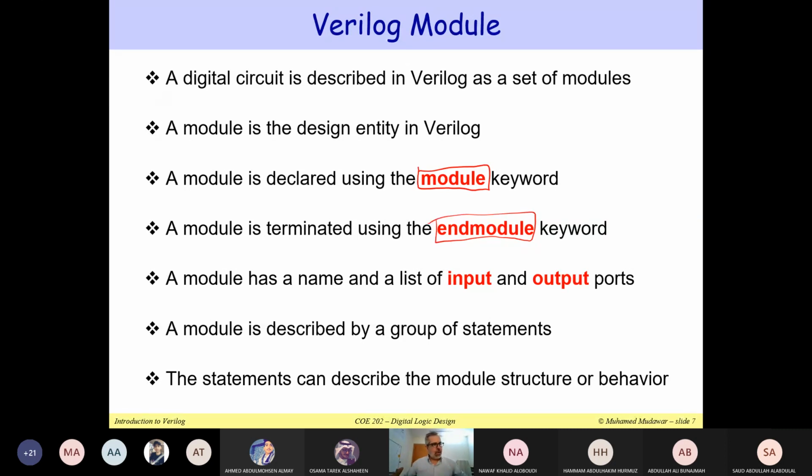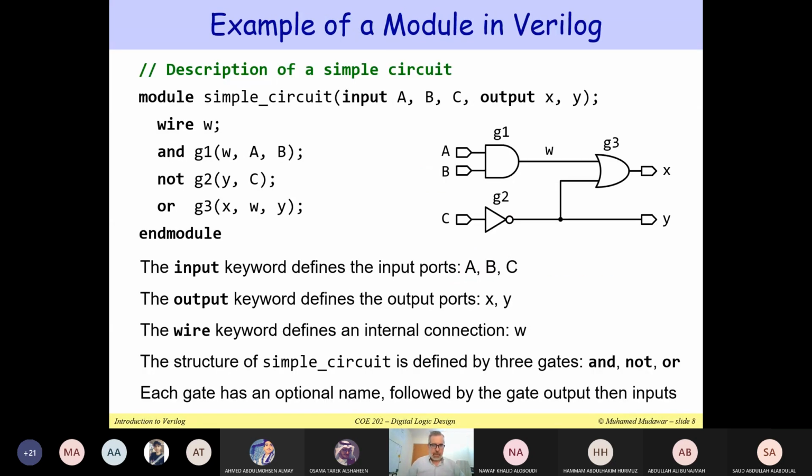You can have a list of inputs and outputs. So you can actually list them. We have input and output keywords. You can specify what are the input and output ports. And inside the module, you can describe your circuit by a group of statements. And these statements, you can use them to describe either the gates or the structure or the behavior of the circuit. Right, let me start with a simple example.